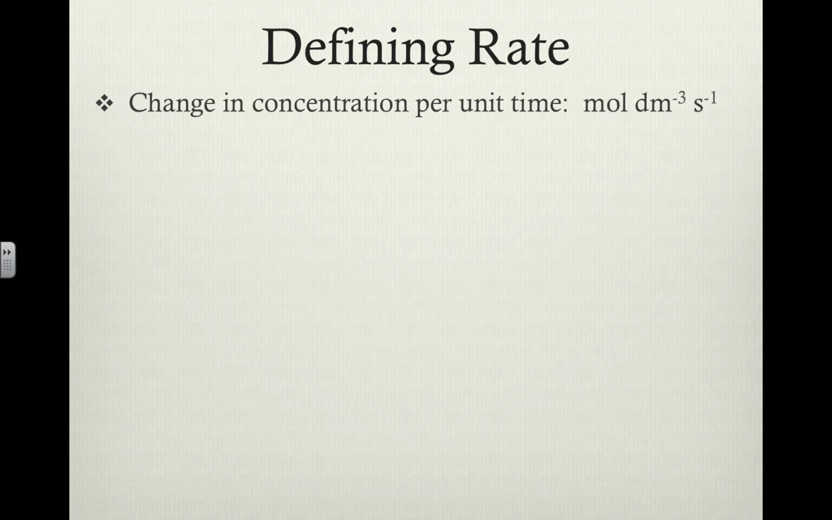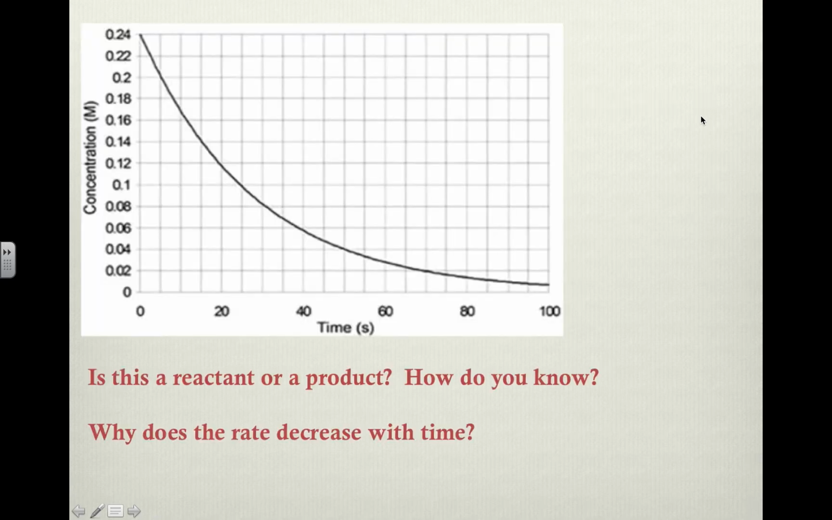Okay, so what we're going to do to define rate is the change in concentration, meaning like molarity or moles per cubic decimeter per unit time. So you'll see it written like this, moles per cubic decimeter per second. Now this could be minutes or hours, but it's usually seconds. Okay, and you could get a graph like this. So this is concentration versus time.